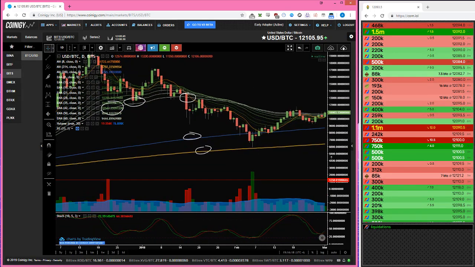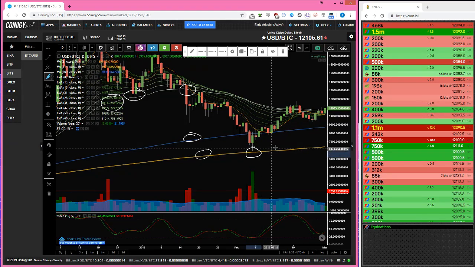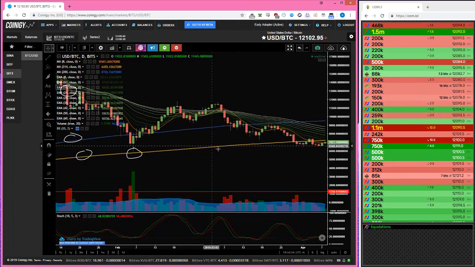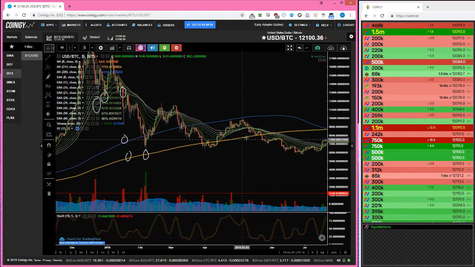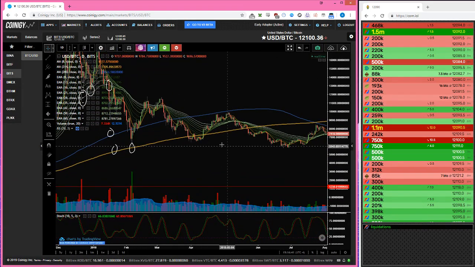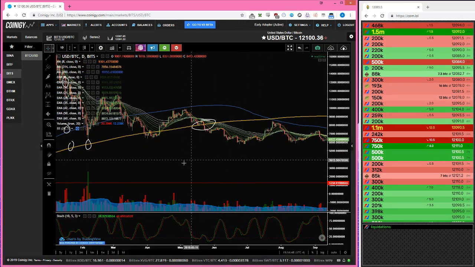And you'll be surprised how accurate the 200 and the 314 are. I use 314. I don't know, it's a magic number, but it's very accurate sometimes. And yeah, basically that's how it works. And then if you break this level, the 314, then you're entering a longer term bear trend.